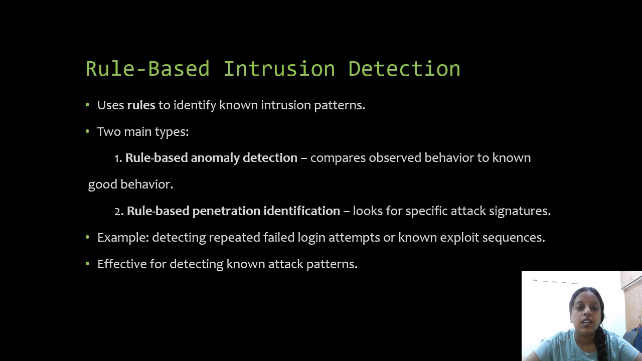In real life, let's say it's like a traffic police officer. They have rules. If someone jumps a red light or speeds above 80 km per hour, they are stopped. Similarly, the intrusion detection system checks for rules that define what's illegal behavior. This method is fast and reliable for known threats, but can miss new or modified attacks that don't fit any rule. This can be a major disadvantage.